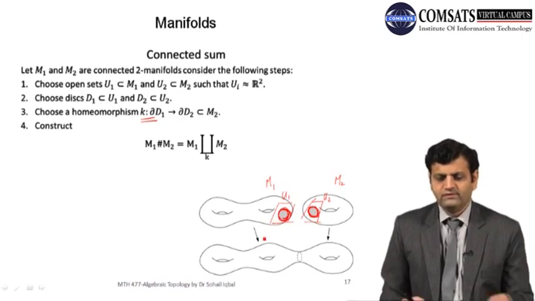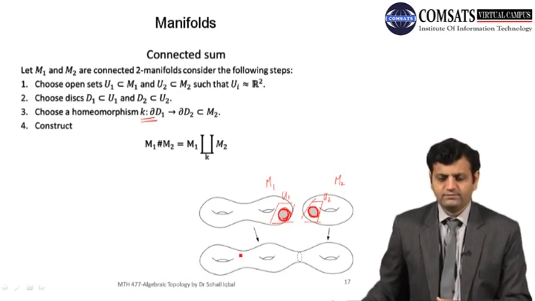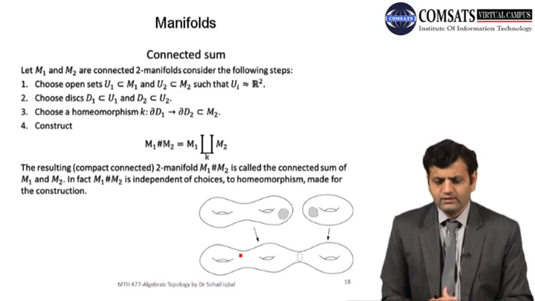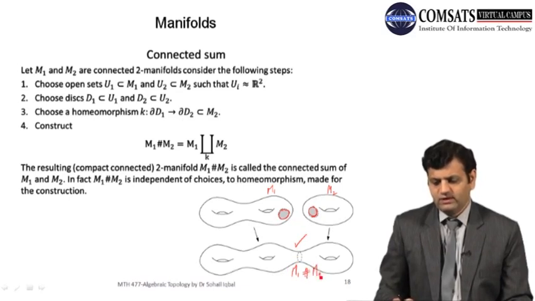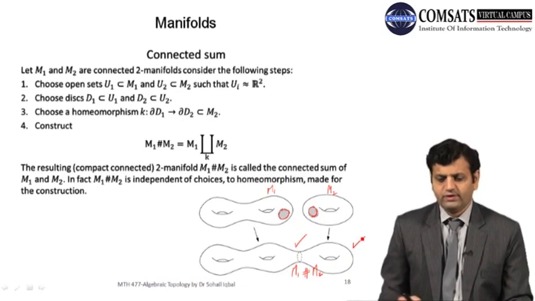Okay, so roughly speaking, what's the procedure? The procedure is very simple. Take two manifolds M1 and M2, choose two disks inside M1 and M2, delete the interior of the disk and glue the circles or the boundaries of these disks, and we will obtain M1 hash sharp M2, and this is called the connected sum of M1 and M2.